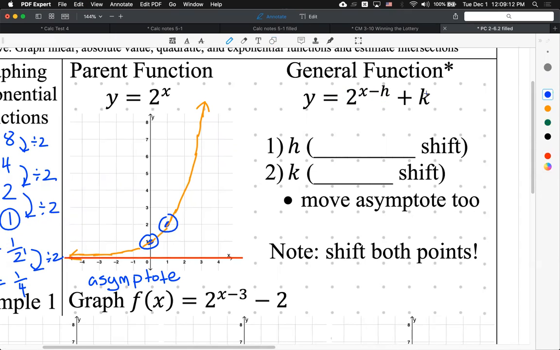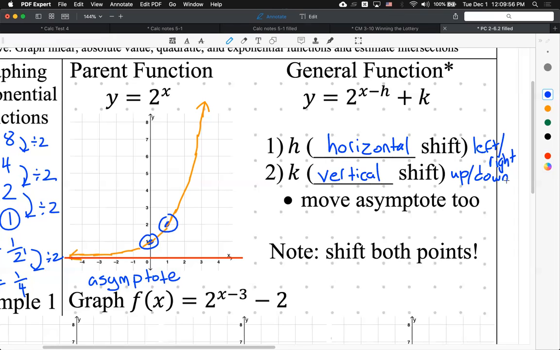H. Does anyone remember what we called h yesterday? What type of shift was it? And if you don't know the exact name, you can say up, down, left, right, that type of shift. Yeah, quick. Beverly? It is the left, right shift. Left, right. I ran out of room there. Left slash right shift. That is called the horizontal shift. And therefore, K is the other type of shift, which is the vertical shift. That's the up, down shift.